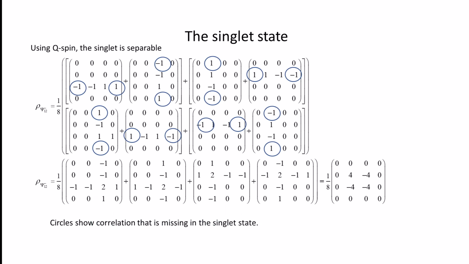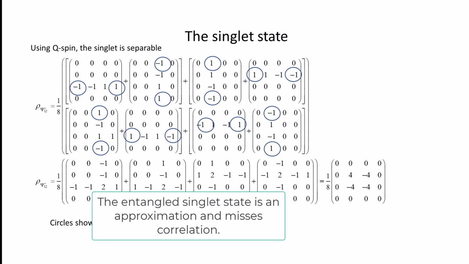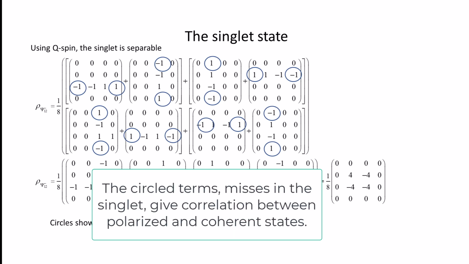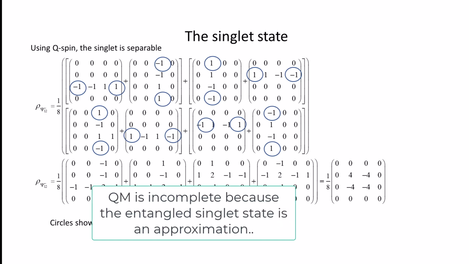Because of these cancellations, I conclude that the singlet state is an approximation, and it misses correlation from these terms that the simulation keeps. The missing terms all give correlation between a polarized state at Alice and a coherent state at Bob, and vice versa. This is one way to show that quantum mechanics is incomplete. It shows that entanglement in the singlet state misses correlation.